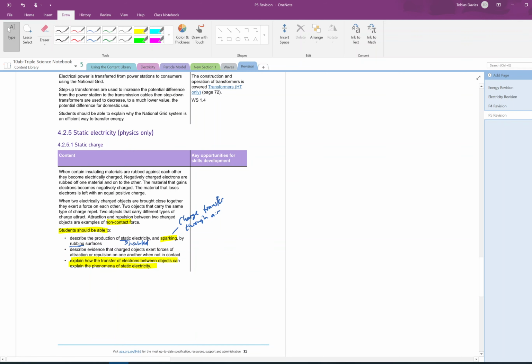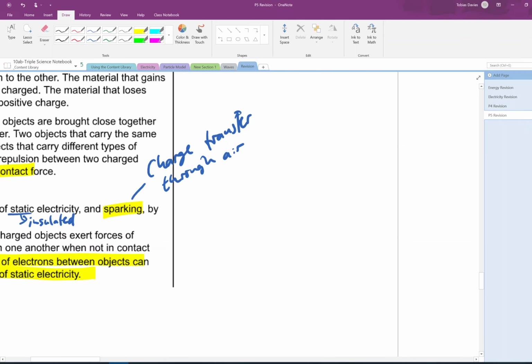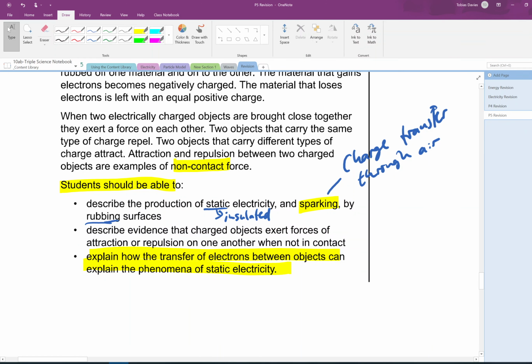For triple physics only, we've got static electricity, which is fairly straightforward. Static electricity is electricity where you have charged insulators. Anything that's insulated, you can't get a moving charge. You can't get a current because it's an insulator. And so static is caused by either a transfer of electricity by friction, or potentially just a lot of energy jumping, like a spark.